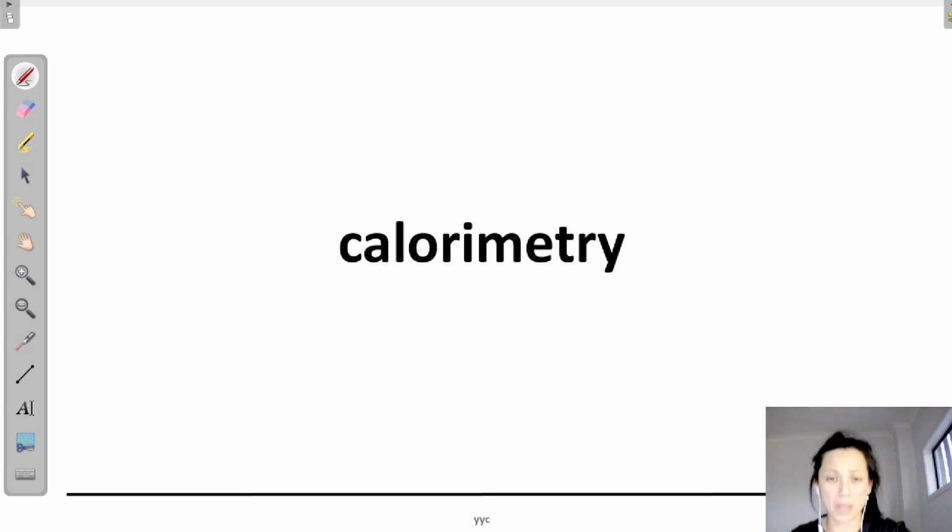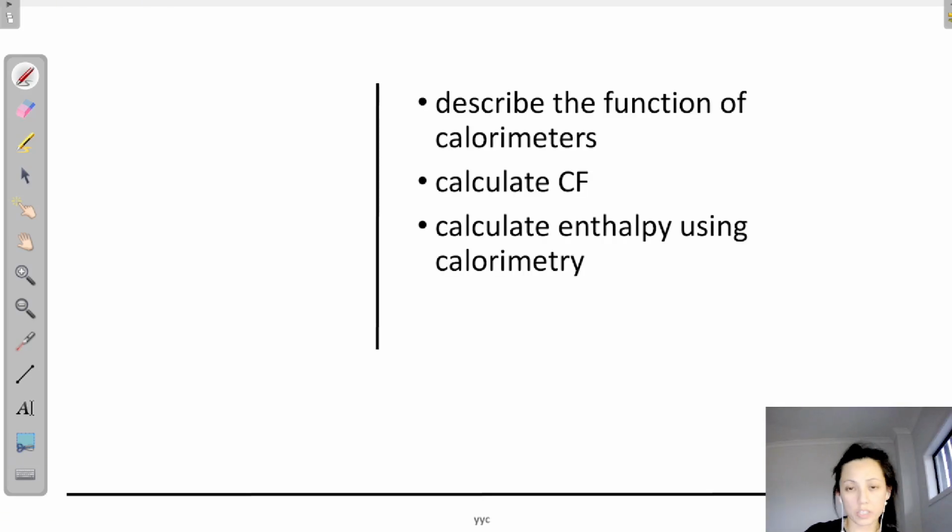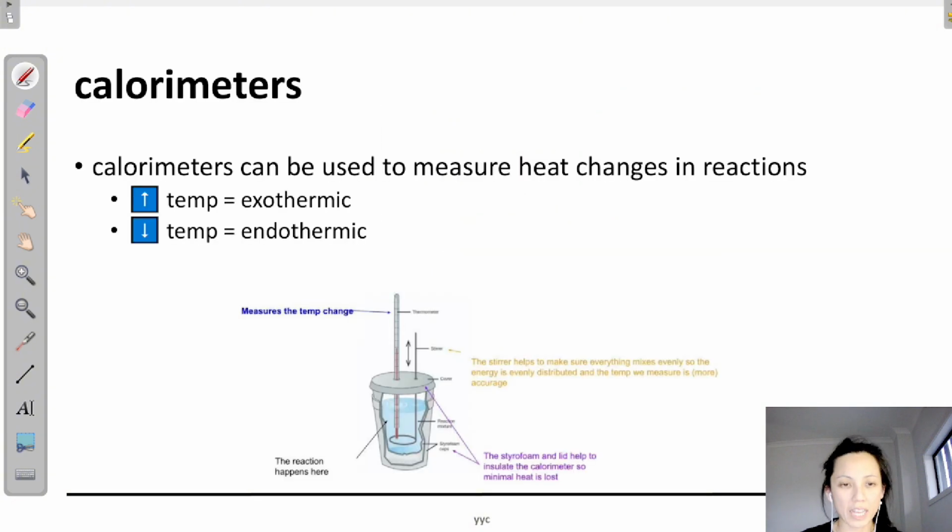Today we're going to talk about calorimetry. What we're going to do is talk about what a calorimeter is, calculating calibration factors, and then how we use that to calculate enthalpy or heat of combustion. What does a calorimeter do?